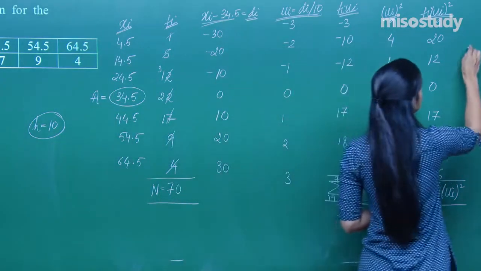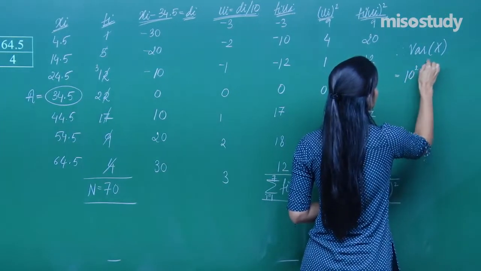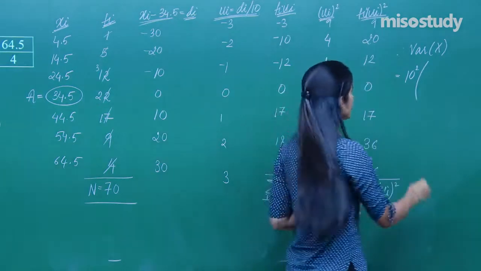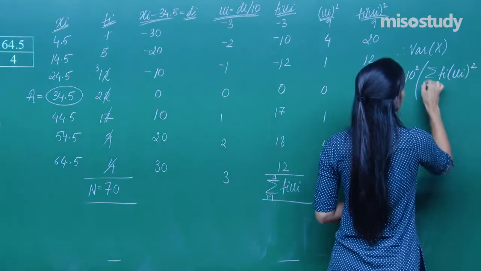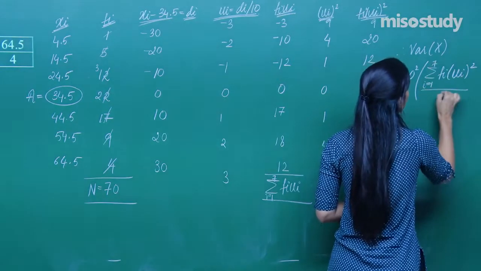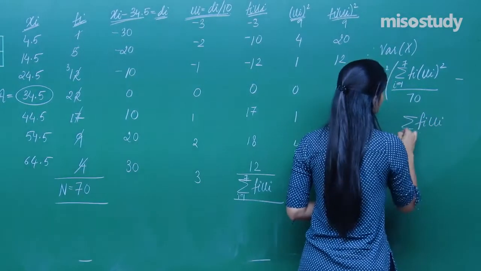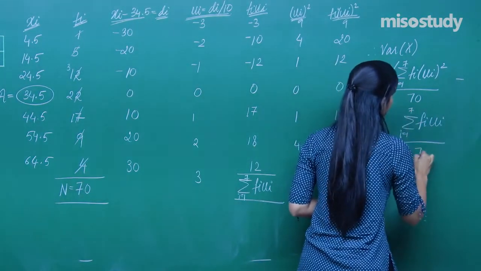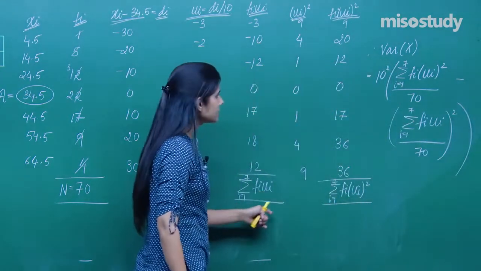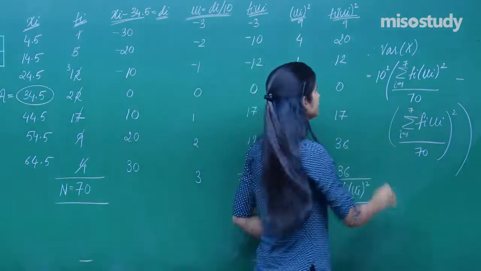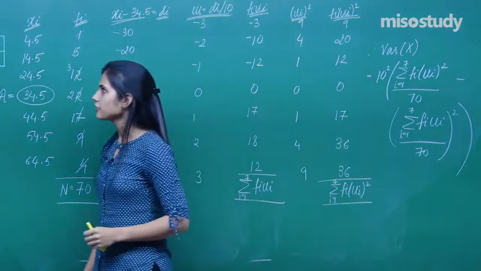Therefore, variance is what? I had just written the formula: h square into summation fi ui square, i running from 1 to 7, upon 70, minus summation fi ui, i running from 1 to 7, whole upon 70 whole square. You can very easily evaluate this sum, get your variance, and then take the positive square root of it to get the standard deviation. And that completes my discussion over the questions.